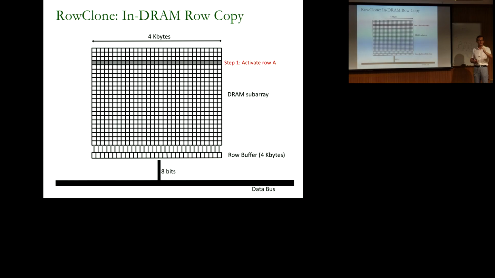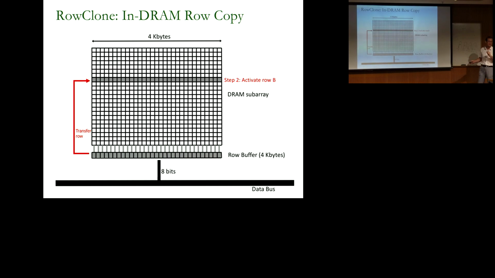Basically, the idea consists of two activations. In the first activation, you activate the source row, which brings the data into the row buffer. In the second step, you activate the destination row, which implicitly deactivates the source row, but keeps the contents of the source row in the row buffer. And once you activate the destination row, the row buffer starts driving its contents into the destination.